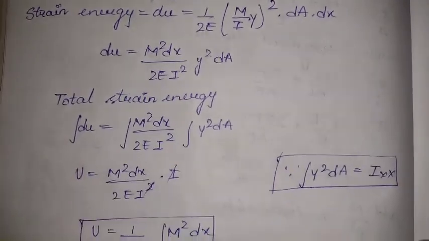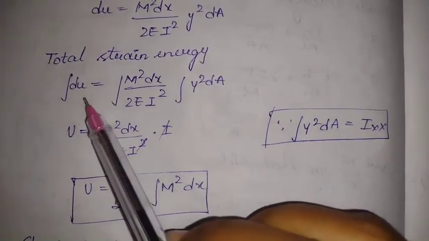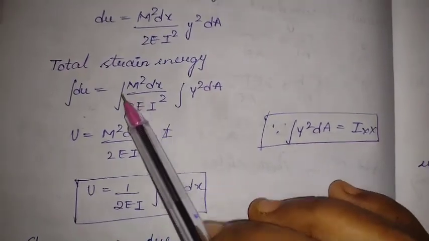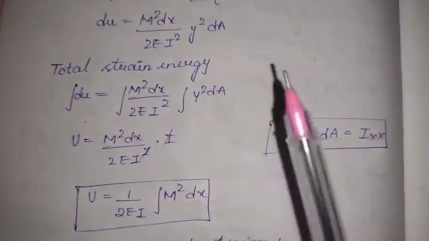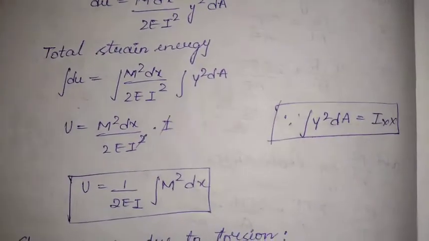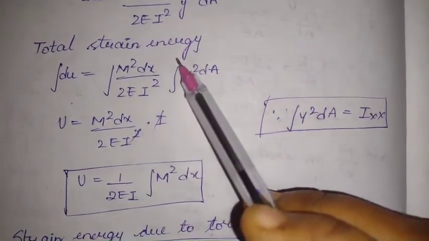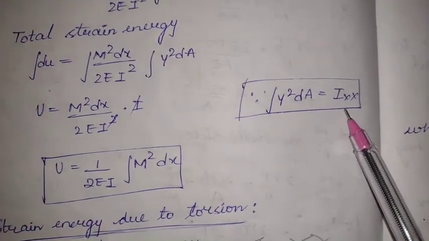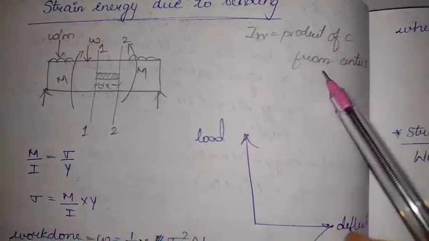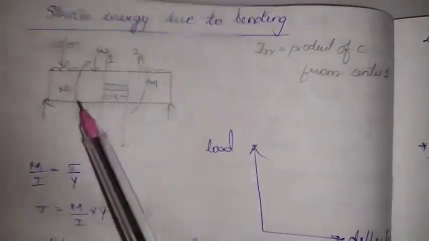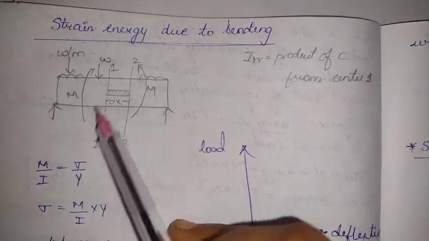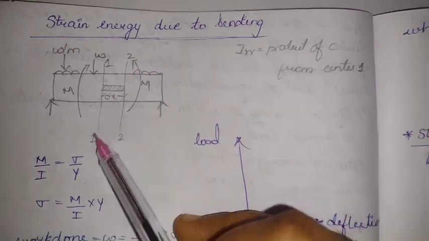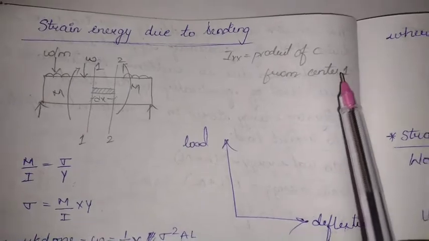Whenever we are deriving the total strain energy, we simply integrate this formula. Now we are integrating this equation of dU. I am taking the constant terms outside. We know the integration of y squared dA would be Ixx, the moment of inertia about the centroid. We are considering a small element dx between section 1 and 2, so this is Ixx from center 1.